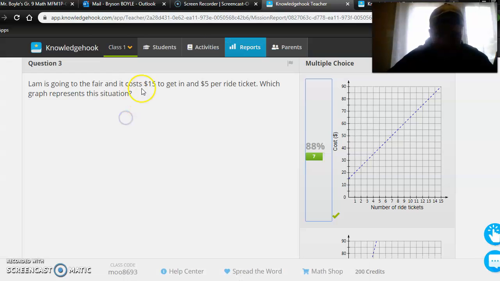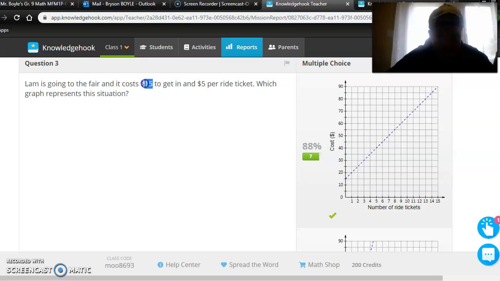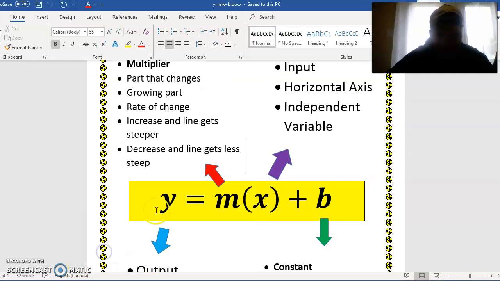Starting point is 15. That's our constant. And it goes up by $5 per ride ticket. Right? That's our multiplier. So if we're putting it back in this equation right here, y would be total cost of the fair. M would be 5 because it's $5 per ride ticket. X would be the amount of ride tickets you buy. And B would be 15 because that's how much it costs to get into the fair, right? $15 to get into the fair. That's our constant, our starting point. However many tickets we get, we put here. We times it by 5 because it's $5 per ticket. That's our multiplier. And that's going to give us our total cost for the fair.